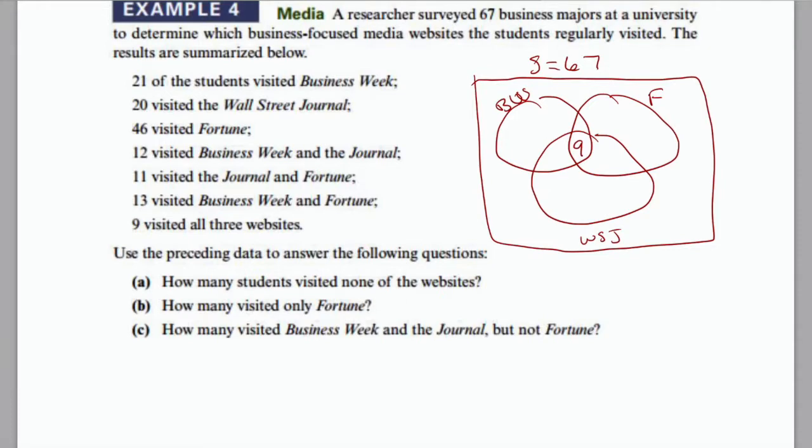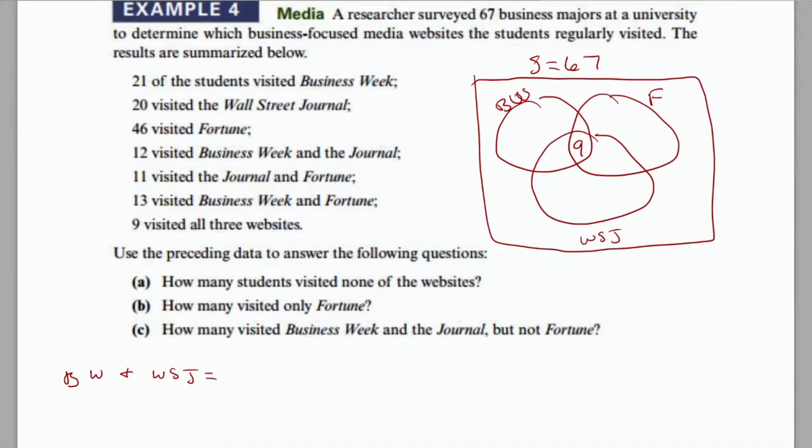Now, we have that 21 students visited Business Week, 20 visited Wall Street Journal, and 46 visited Fortune. 12 visited Business Week and Journal. 11 visited the Journal and Fortune, and 13 visited Business Week and Fortune. So we have Business Week and Wall Street Journal. Now we know that 9 visited everything.